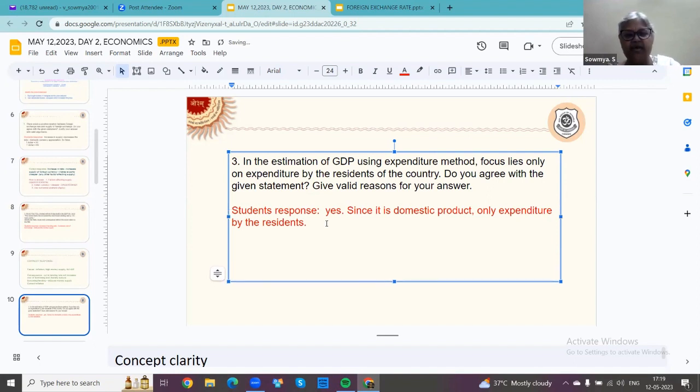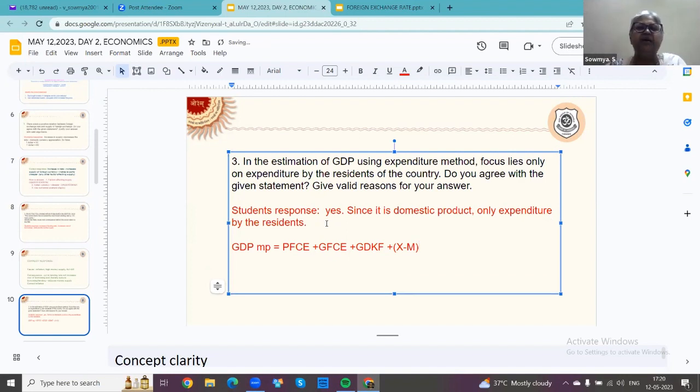They'll have to write, okay, my GDP MP using the expenditure method will be PFC plus GFC plus GDKF and then X minus M or the net exports, isn't it? Now, out of this, they're supposed to come out with the final components. My PFC will include what? That will include the expenditure on the final products and services undertaken by the households and the private not-for-profit organizations. Agreed? Yes, ma'am. Correct?